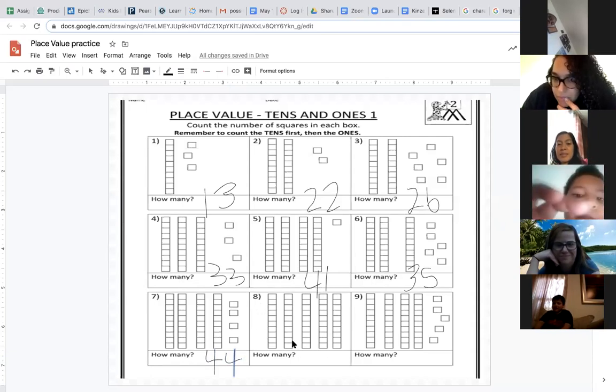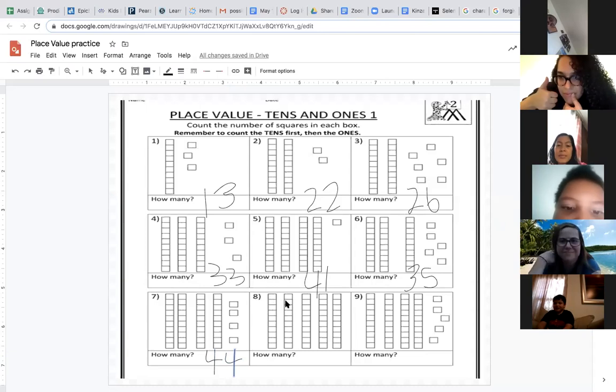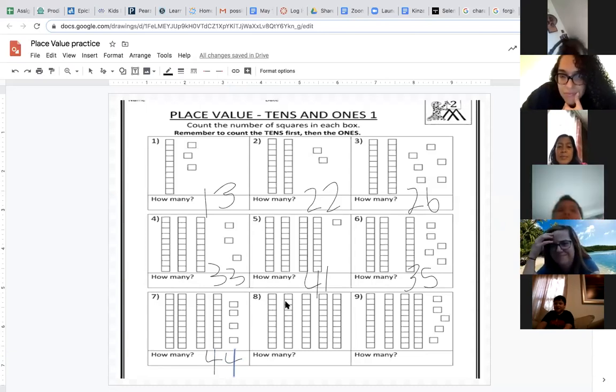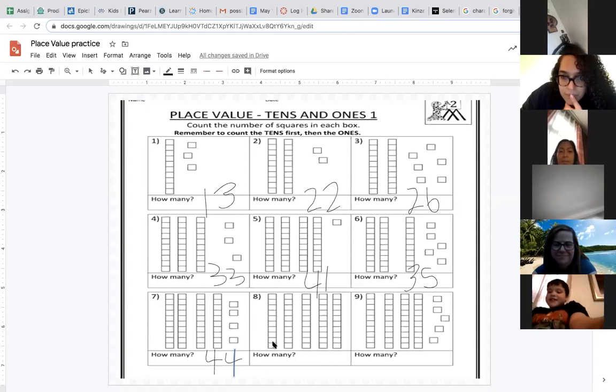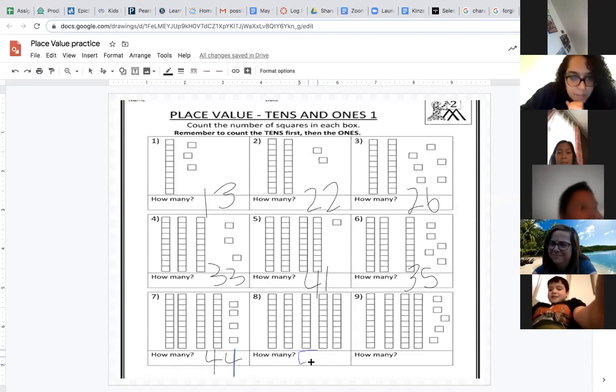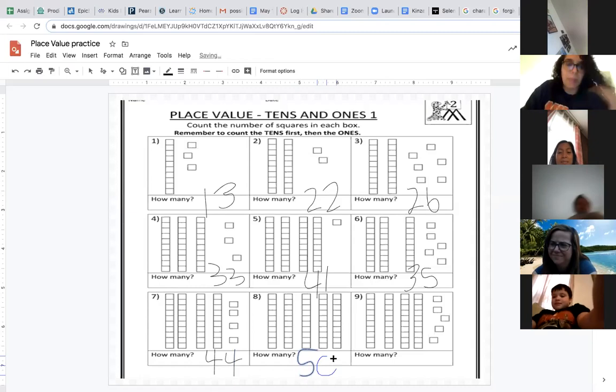Number 8. How many groups of 10 do we have here? 5. So we have 5 groups of 10. Can you help me skip count by 5 to figure out the amount of cubes here? Yes. All right, let's go. 5. Oh, that's 10, remember? 10, 20, 30, 40, 50. We have 50 cubes here.